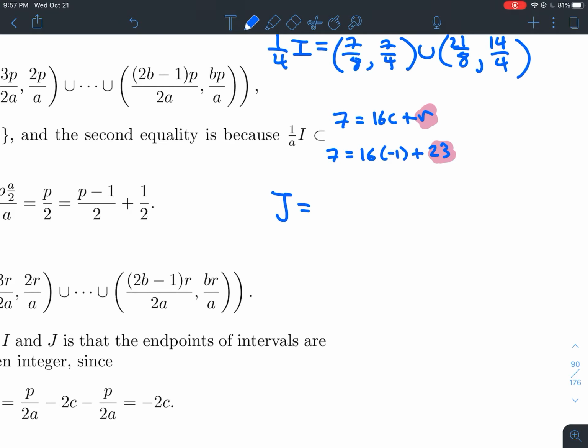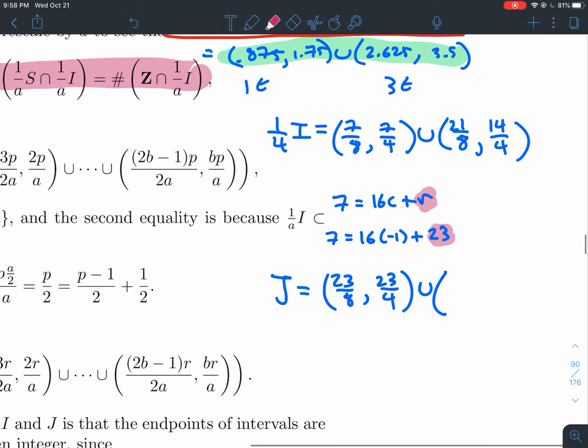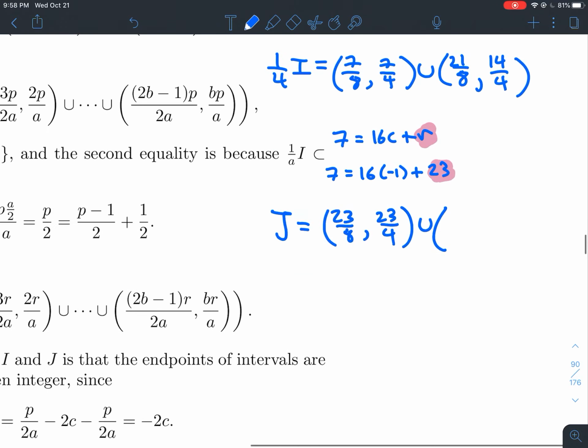So J for us is going to look like 23/8 and 23/4, union. Remember, this one was really 3 times P, and this was really 2 times P. So now I'm going to do 3 times R and 2 times R. So 3 times R, well, 23 times 3 is how much? 69/8, and 46/4.